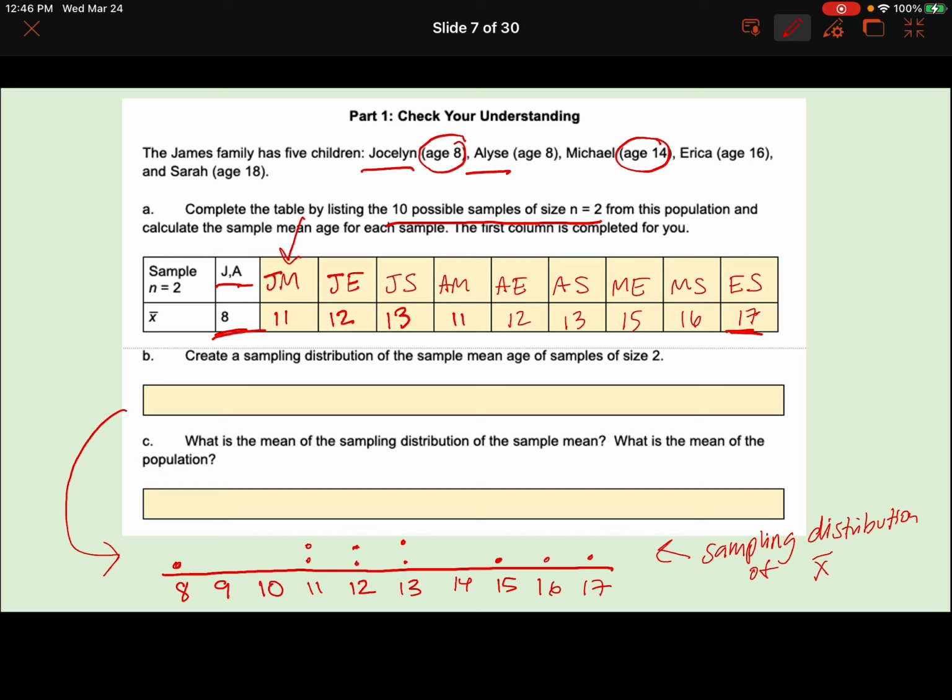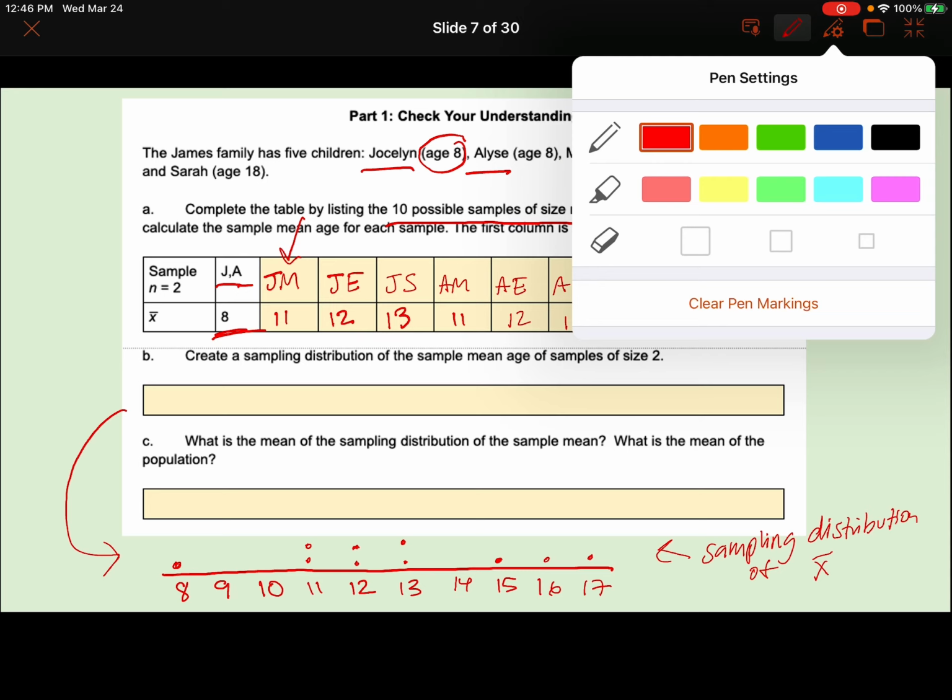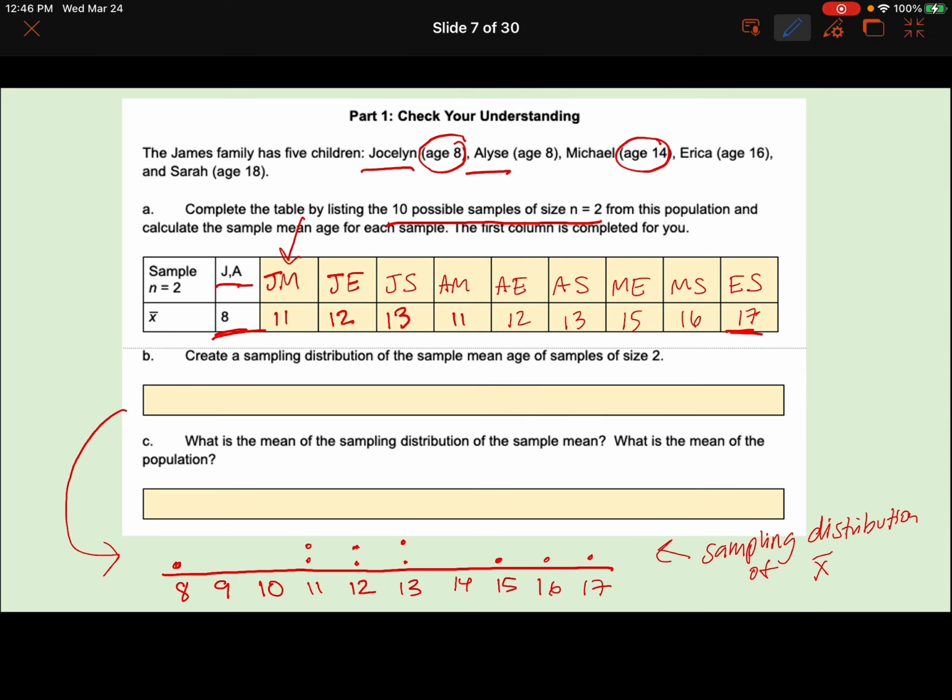For question C, it's asking us what is the mean of the sampling distribution of the sample mean, and then also what is the mean of the population. So these questions might seem pretty similar. They're a little bit different though. So this first part, I'll color code. If we're trying to find the mean of the sampling distribution, that's going to be the mean of all of this. So I'm going to write that out as mean of X bar. That's what we call it. It's an X with a bar on it. And it's going to be all of those means from the sampling distribution.